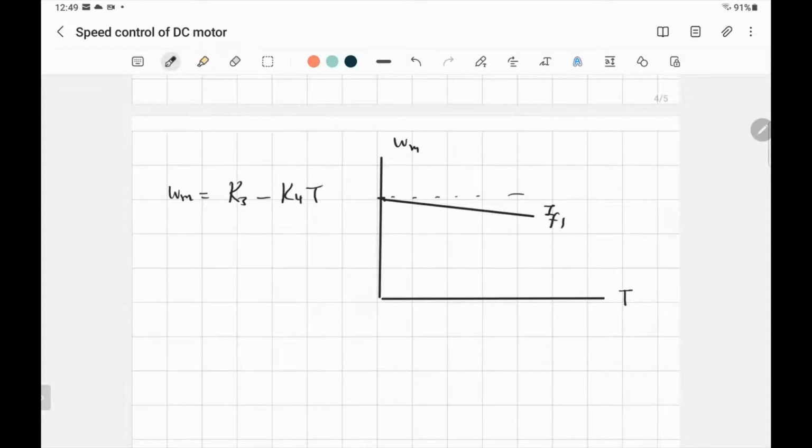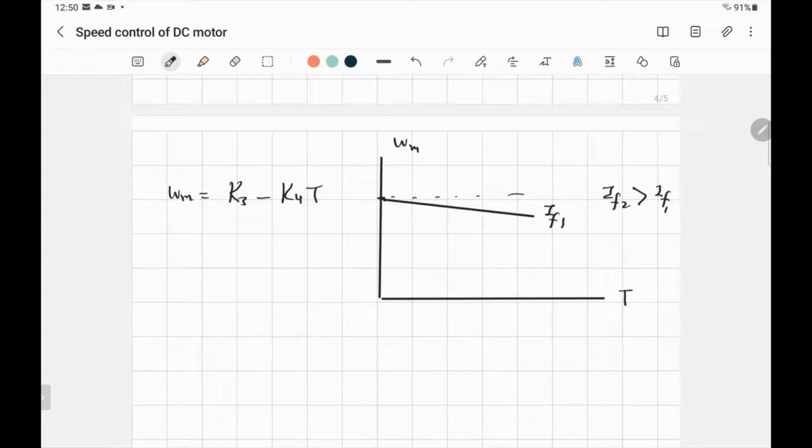The question now: I'm going to change I field to another value and see what happens. So what do you think will happen? Let's say, for example, IF1 was 0.2 amp. And now, what happens if you increase IF to 0.4 amp? The speed is going down. So what will the characteristic look like? Let's say that IF2 is bigger than IF1. So the speed will go down. That's right.